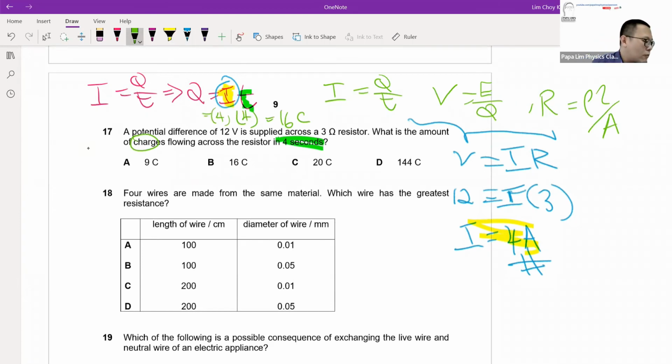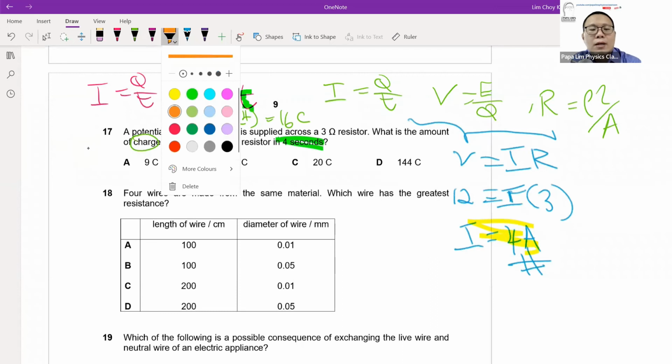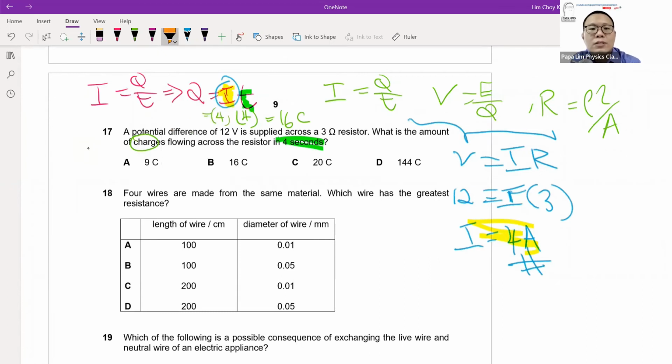Using the formula, you should be able to derive the answer for the charge: 16 coulomb. Even though it's a simple calculation, we are looking at not just a one-step approach. Here you are looking at a 2-step approach, whereby the marker will need the students to do a first layer of calculation, using the formula Q equal IT, to identify the missing factor, which is current.